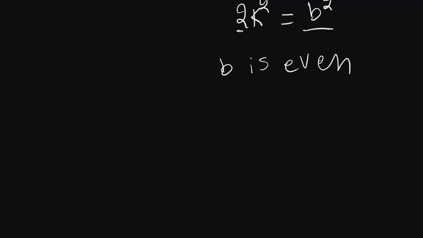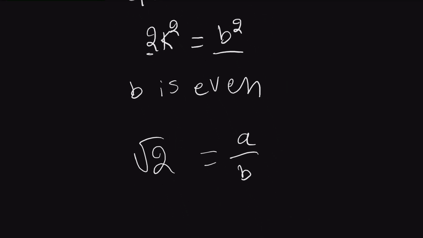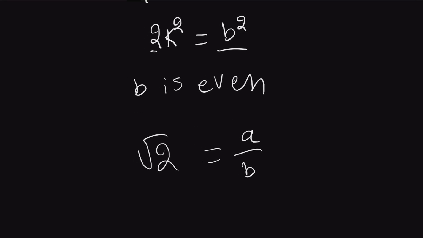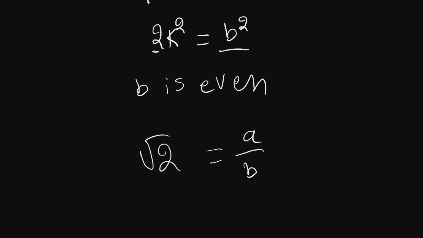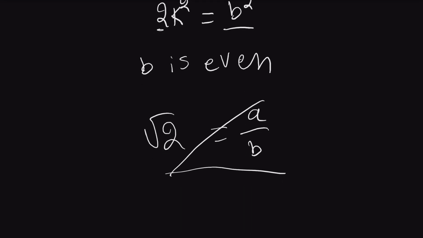And now here's the problem. If we go back, we said that if the square root of 2 was rational, then it would equal a over b, where a and b are not both even. We just proved that both a and b are even. They share a factor of 2. That contradicts what we said earlier, that the fraction was in its lowest terms. So our original assumption is false. And that means that the square root of 2 cannot be written as a fraction, or in other words, the square root of 2 is irrational.